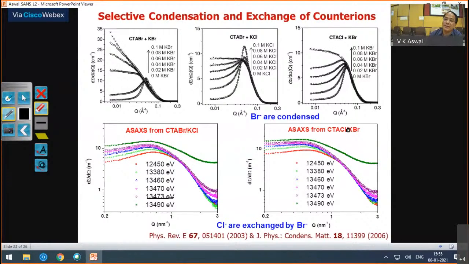But in the case of the original chloride counterions, now if you add bromide counterions in the system, you get a system behavior which is similar to this system. So these two systems, this and this, now behave the same. What does this mean? This means that they have now a similar kind of configuration of counterions. That's why their profiles are the same. So what is verified by this experiment is that chloride counterions are exchanged by bromide. So this again you can only verify by doing the contrast variation experiment, which is anomalous small angle X-ray scattering in this case.